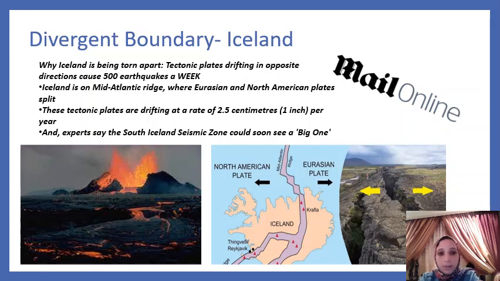Let's read the headline together. Why Iceland is being torn apart. Tectonic plates drifting in opposite directions cause 500 earthquakes a week. So can you imagine? 500 earthquakes a week were recorded when tectonic plates drifted apart in Iceland. They drifted apart at a rate of 2.5 centimeters per year. So over years, these 2.5 centimeters could cause earthquakes.